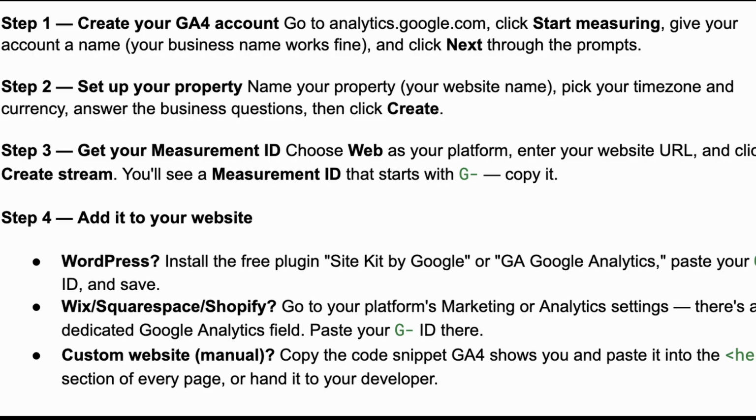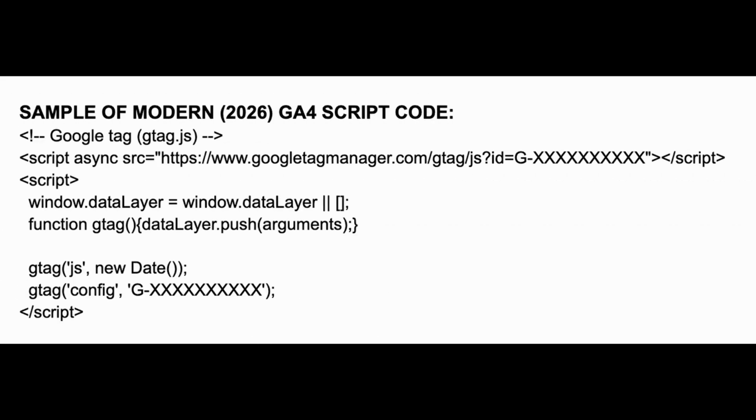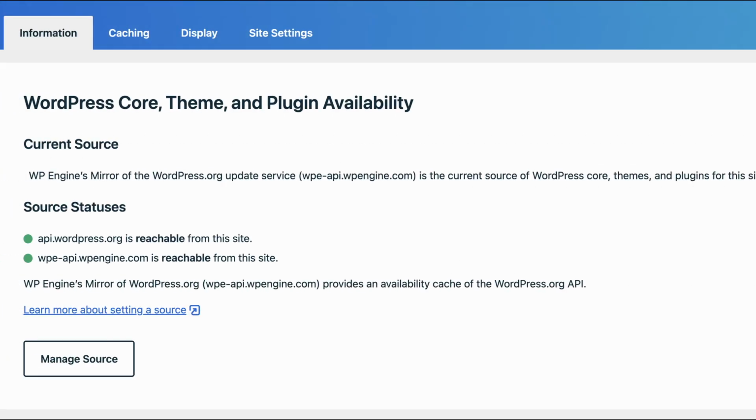If you're installing this on your website and you are a high-tech person, then you want to get your measurement ID and choose web as your platform, get your URL. There are some technical aspects to it here, but I'm going to make this much simpler for you today because we only have 90 seconds. Ultimately, you want to take the Google script code, which you can see an example of what it looks like in modern design here today in 2026, and get it up on your site. Well, we're going to use WordPress here today. I'm going to show you how to do this.